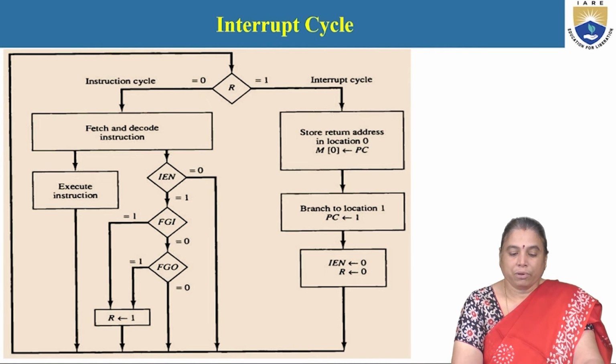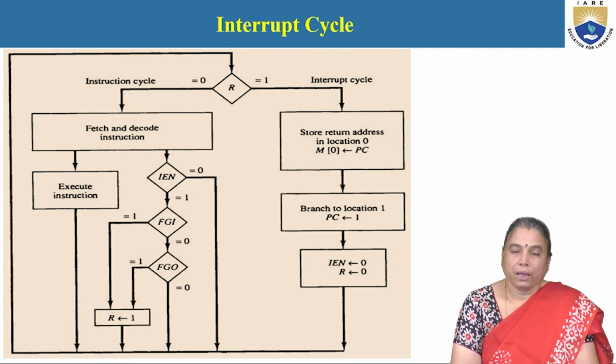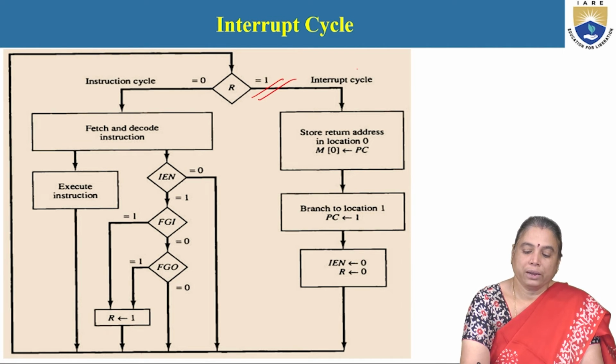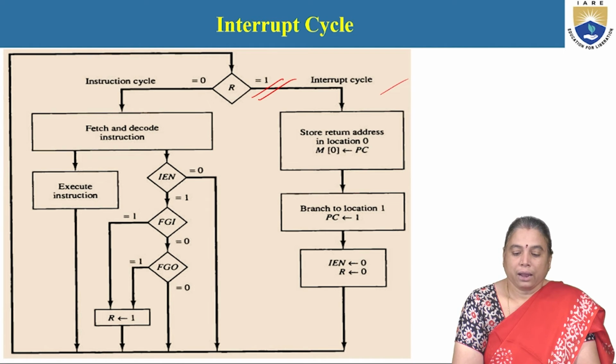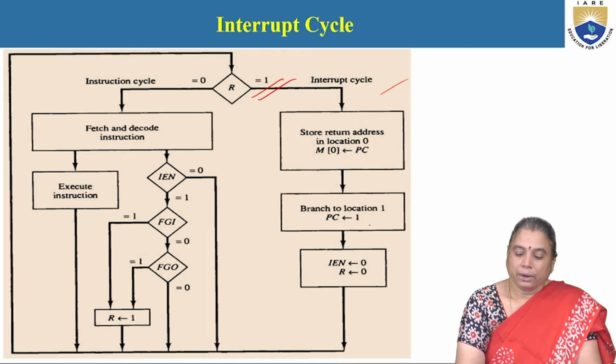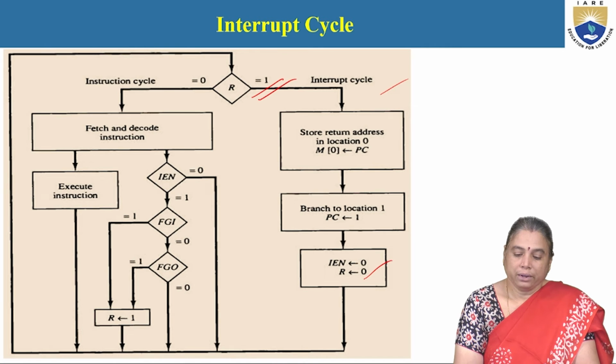Depending upon the R flip-flop value, whether it is 0 or 1, the system can decide either to execute the instruction cycle or the interrupt cycle. If R is equal to 1, the interrupt cycle can be commenced: store the return address, the PC address, in memory location 0, branch to the location and increment the PC value, and IEN is set to 0 to indicate that it is servicing an interrupt.